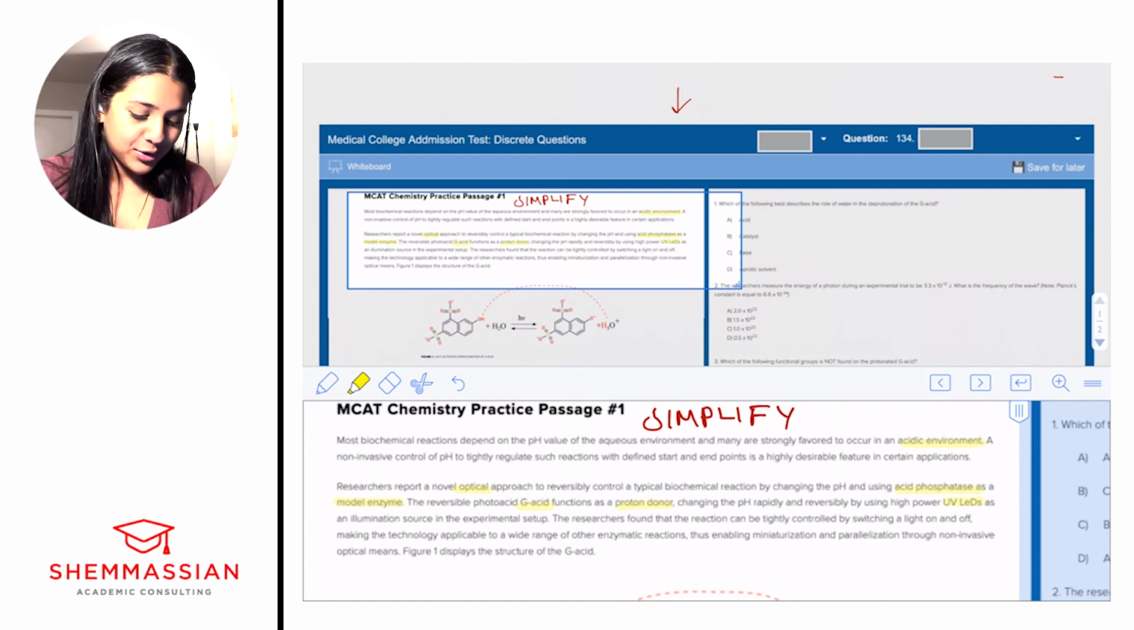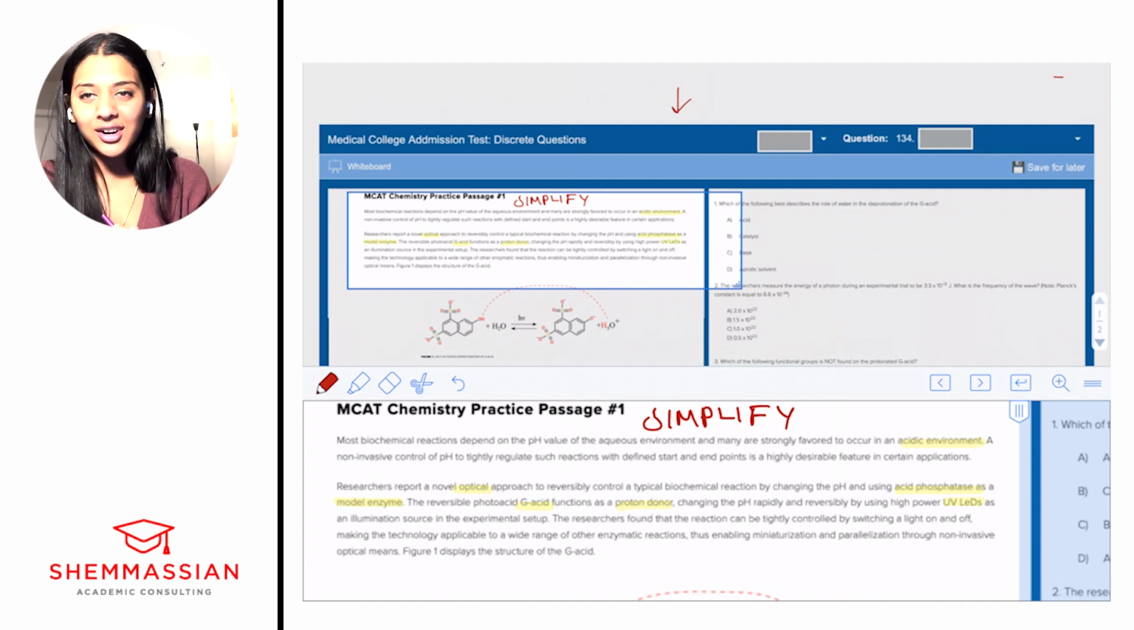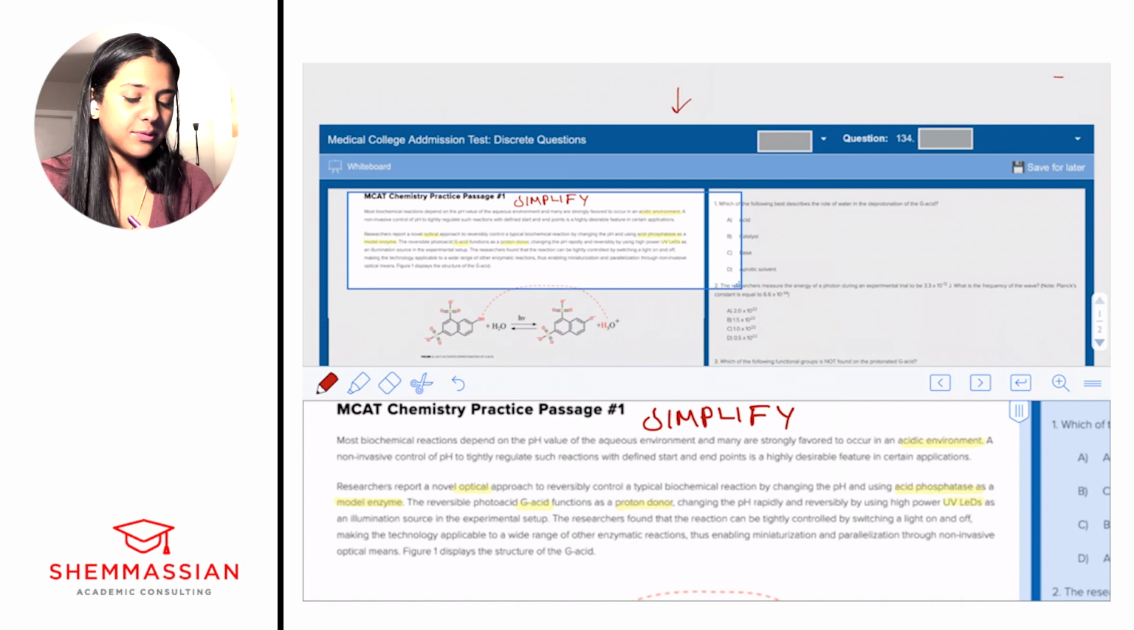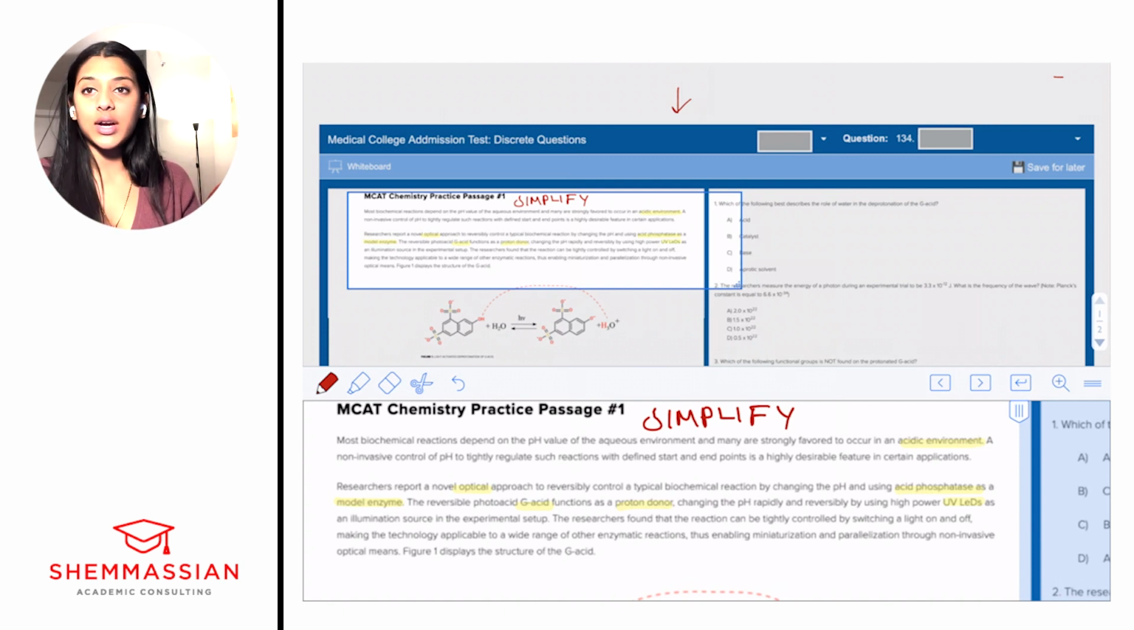I mean, I don't really even know, to be honest with you, what miniaturization, parallelization are. So I'm not going to let that trip me up. I'm going to keep moving. And if there's a question on it, we'll come back to it. But if not, we're not going to spend any more time trying to figure out what that may be.